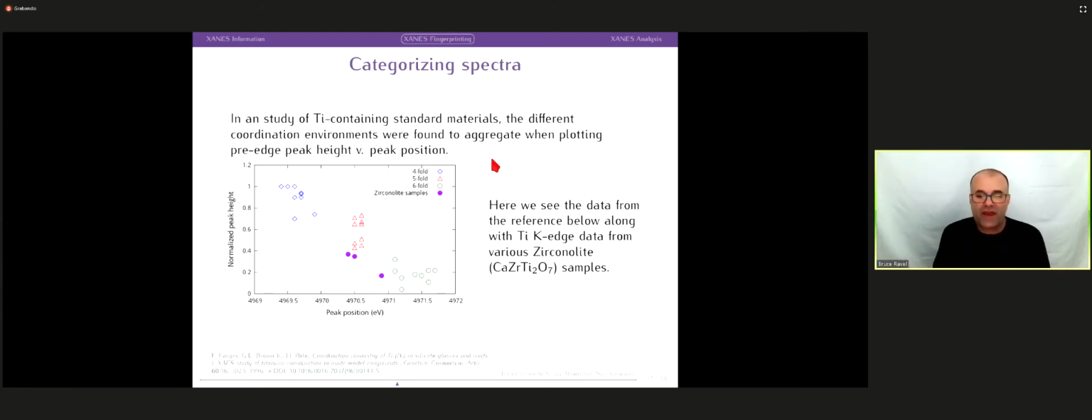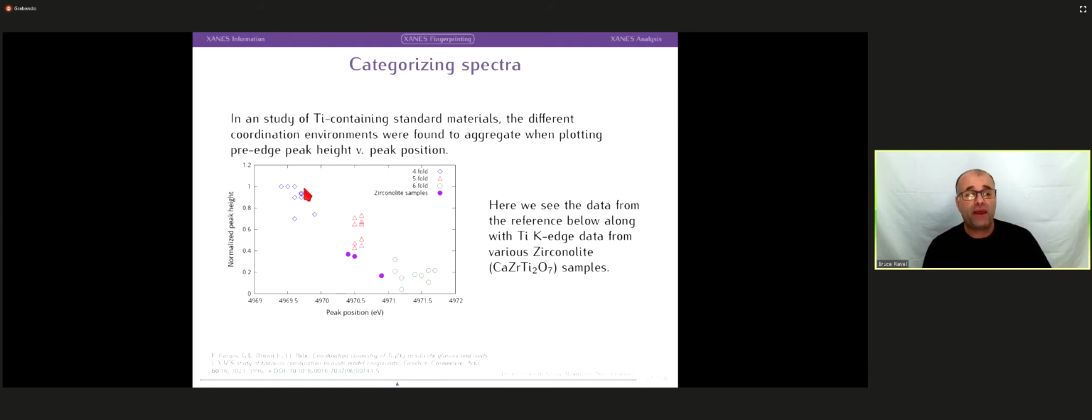Another thing we can do is categorize groups of spectra. I've been showing you a few examples of very common materials, but as you start to look at the heterogeneity of things in the broader world, there are lots of little differences in the XANES of the materials. In this paper, these people measured a few dozen different minerals that contain titanium. When you process the XANES data for different kinds of titanium, depending upon the symmetry of the coordination, whether the titanium is surrounded by 4, 5, or 6 oxygen atoms, you get features in the pre-edge that fall into 4 broad categories by position and height.